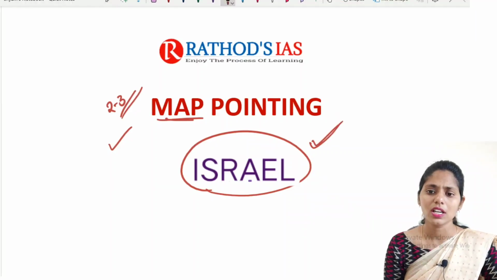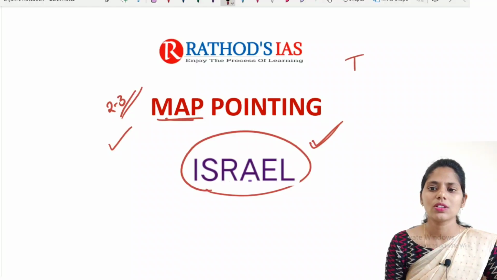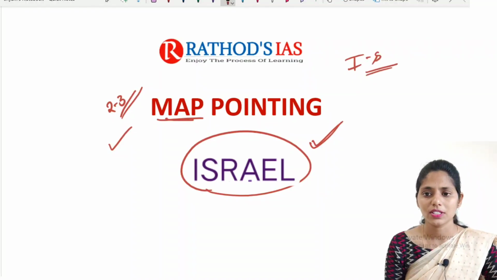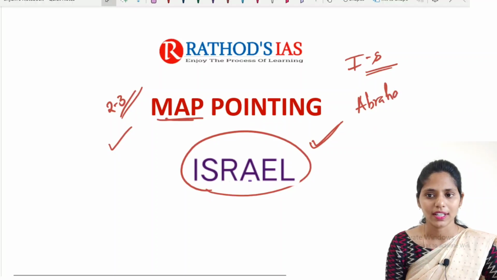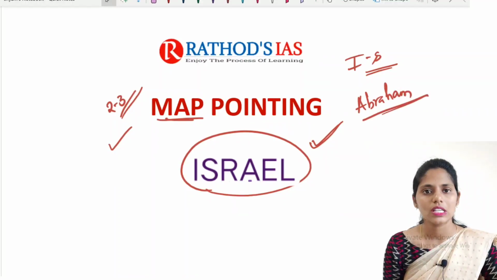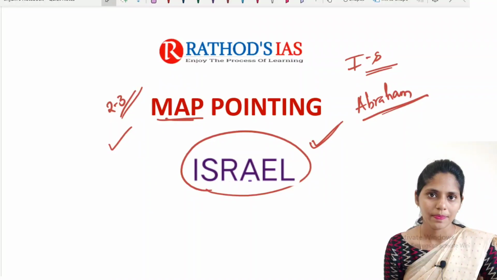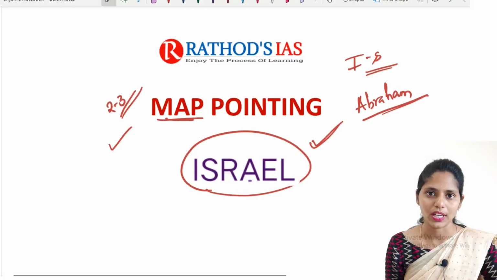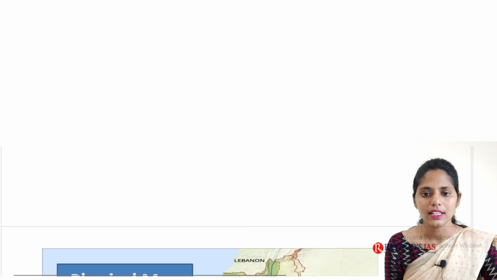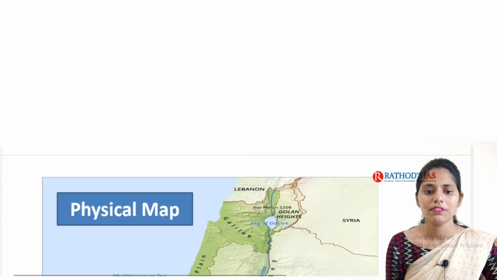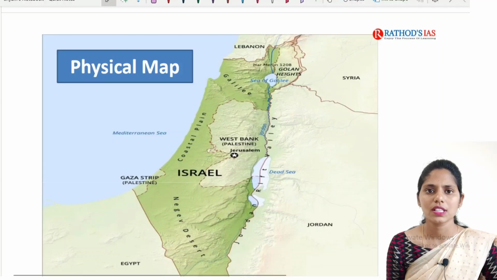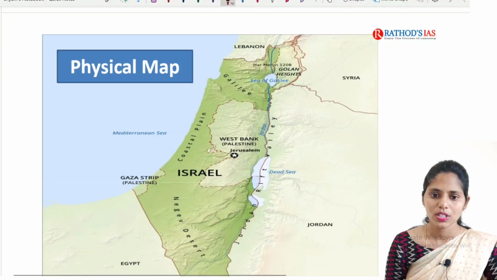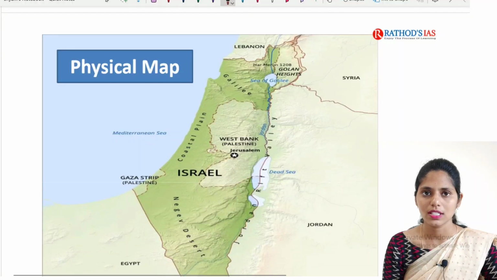So actually this Israel is highly in use due to the Israel-Palestine issue and as well as the Israel-Syria issue and even the recent Abraham Accord, right? So now let us try to see some important locations in Israel and also surrounding areas of Israel. So first let us see the map. Okay, first let us see the physical map of Israel. So this is the physical map of Israel. So this green color part, you can see this is Israel.